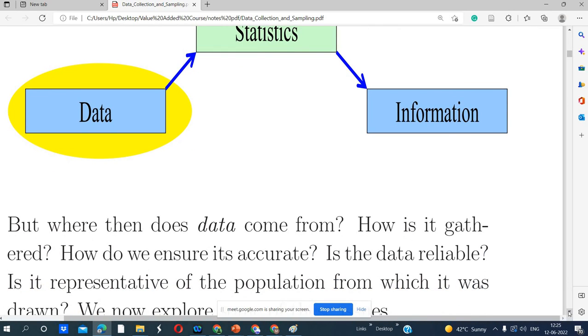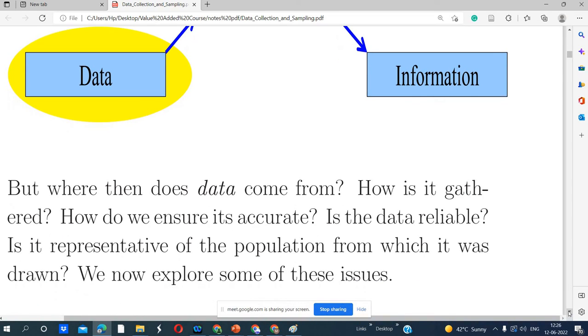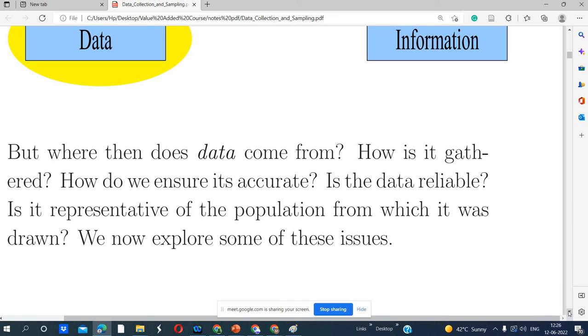So how is it converted? According to your objective, what you want to do. So that information may be useful or not, it depends on the objective. So the method we apply is also important.